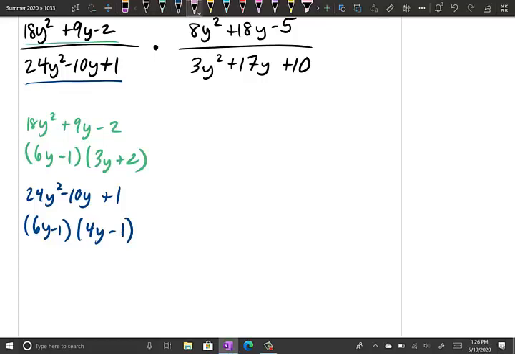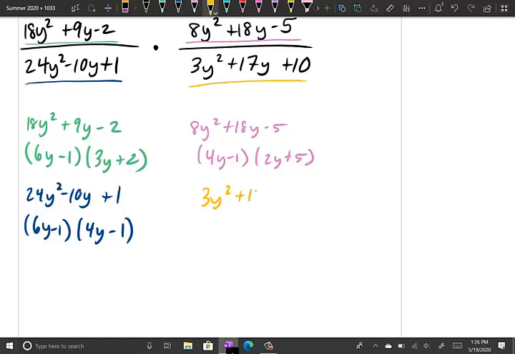Now we factor the right side. So we can factor 8y squared plus 18y minus 5. We can factor that down into 4y minus 1 and 2y plus 5. Last but not least, we factor the bottom, so 3y squared plus 17y plus 10. And when we factor this, it factors into 3y plus 2 and y plus 5.